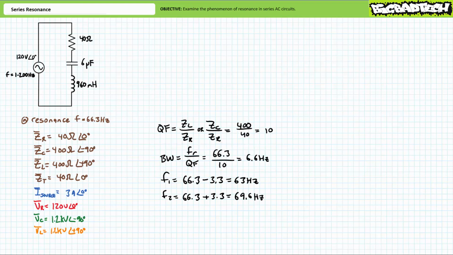Let's now determine the lower and upper half-power frequencies. I suppose we could use the weighty half-power frequency formulas. However, given the circuit has a quality factor of 10 or greater, we are allowed to assume the half-power frequencies are perfectly symmetric about the resonant frequency. Given a 6.6 Hz bandwidth, 3.3 Hz to the left of the resonant frequency will be F1, and 3.3 Hz to the right of the resonant frequency will be F2. Substituting in our given values yields F1 to be roughly 63 Hz and F2 to be roughly 69.6 Hz.